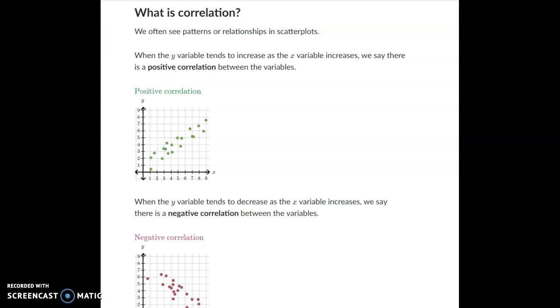When the y variable tends to decrease as the x variable increases, we say there's a negative correlation between the variables. So you can see in the second graph that the data is going down as it moves to the right. The first graph is moving up as it moves to the right because it's positive. In the second one, it's moving down because it's a negative correlation.